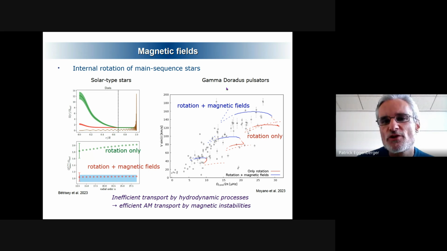This is the same for what we call gamma Doradus pulsators. They are typically stars between 1.5 and 3 solar masses on the main sequence. What you see here is the surface projected velocity as a function of the near-core rotation rate, which we can detect. We see that with rotation only, we predict too strong differential rotation to be compatible with this data. So once again, for these stars we need an additional efficient process, and with this kind of magnetic field, we are in a better position to reproduce this constraint on the main sequence.